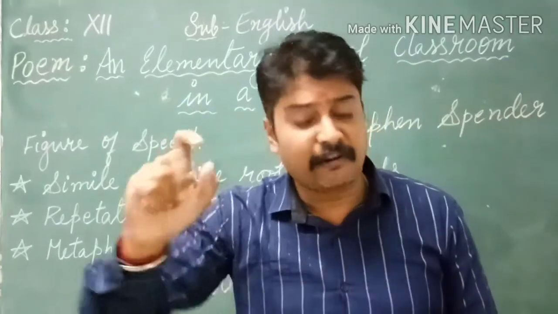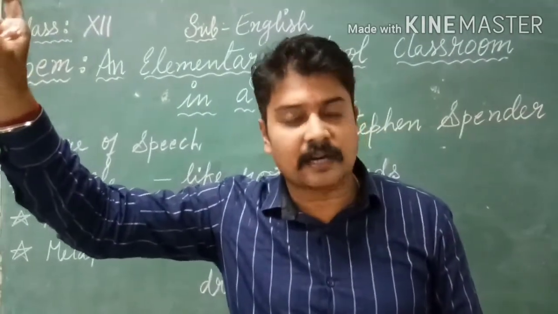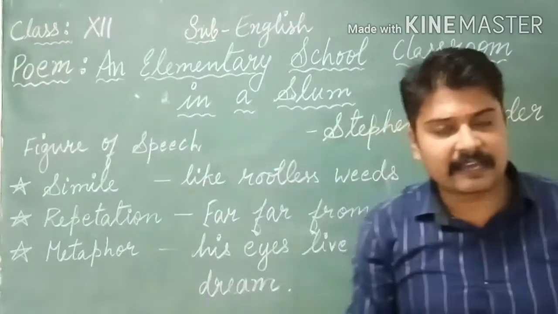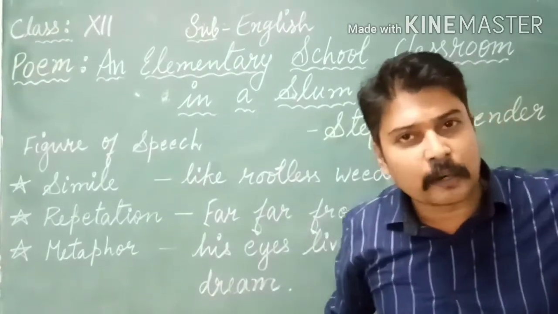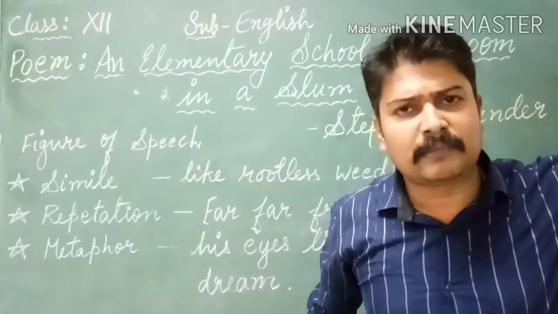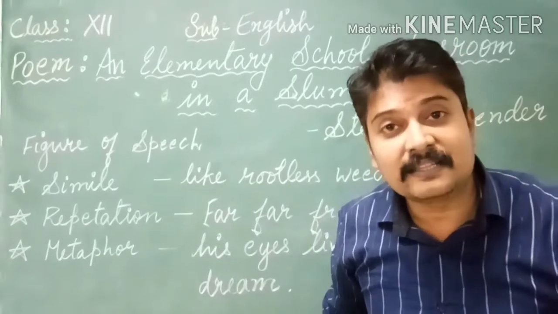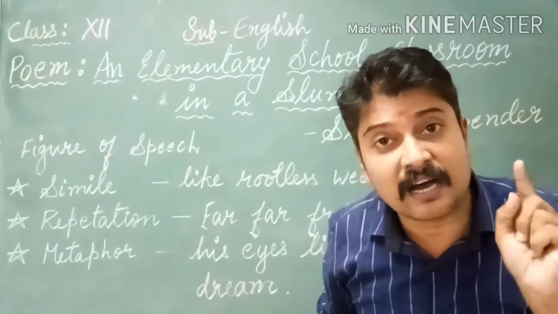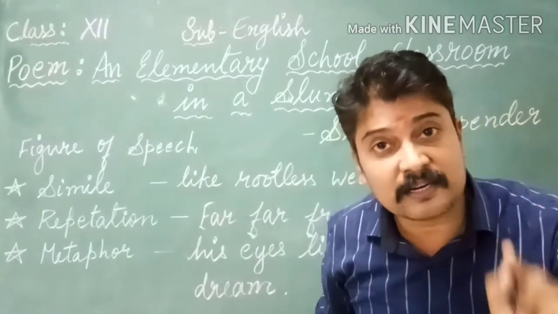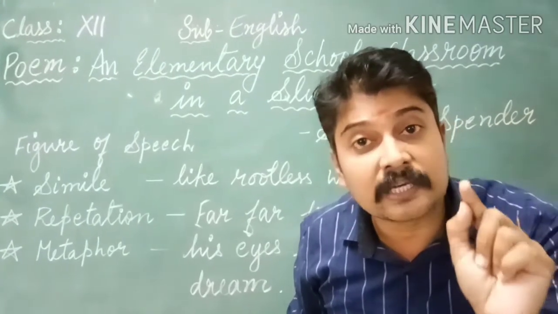Now the poem says, far, far from rivers, capes and stars of the world. So these children, they have never been to any of the rivers, they have never seen any of the mountains, and that is the reason that they have been far off from the stars of the world. And here stars of the world means education.